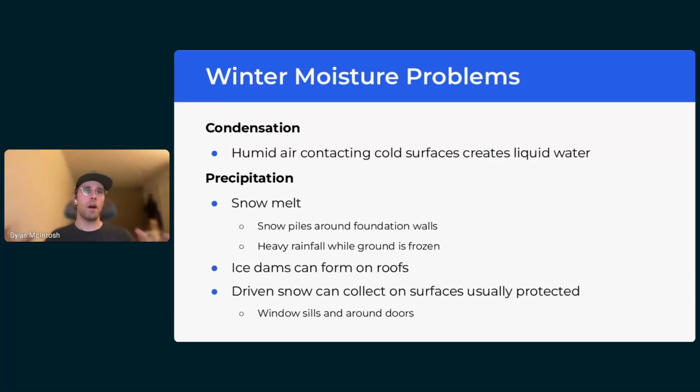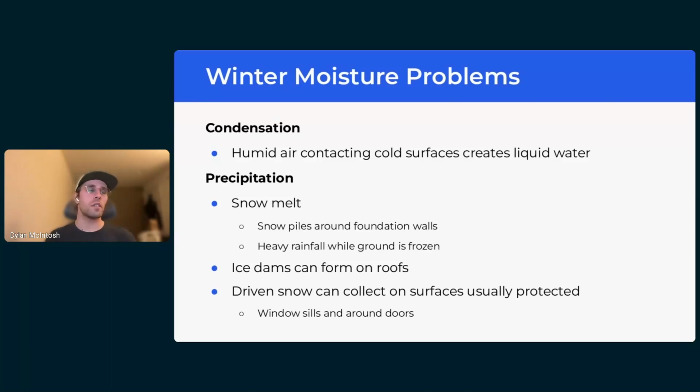That snow that gets piled up, if it's collected around foundation walls, when that snow melts, now you have saturated earth right up against your foundation, which can cause moisture problems.